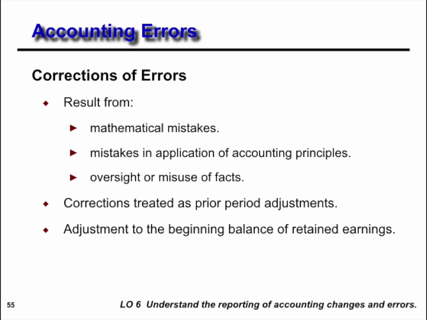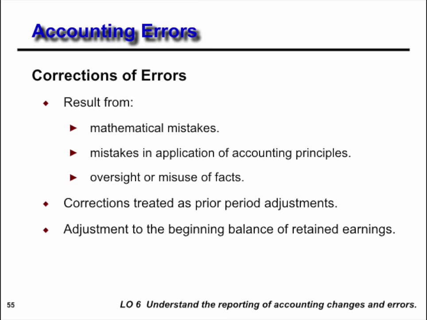The correction of an error, net of the related income tax effects, is reflected as an adjustment to the beginning balance of the company's retained earnings for each period presented, with corresponding adjustments to the carrying value of the assets and liabilities that are affected by the error. This method is similar to the retrospective application of a new accounting principle discussed earlier.